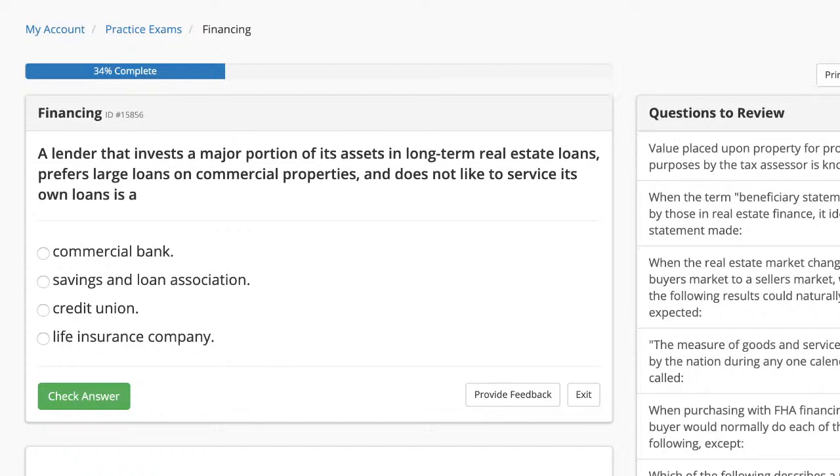Let's do a question that's on the board. A lender that invests a major portion of its assets in long-term real estate loans, prefers large loans on commercial properties, and does not like to service its own loans is A, commercial bank, B, savings and loan association, C, credit union, or D, life insurance company.